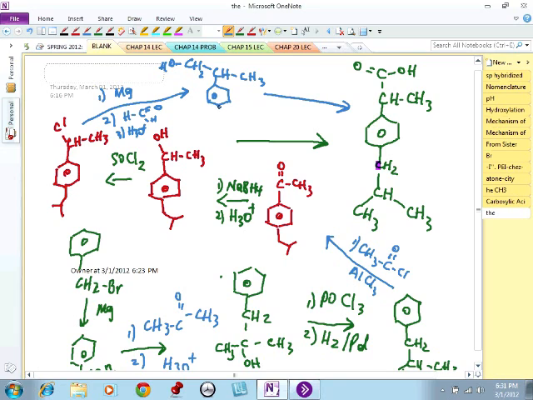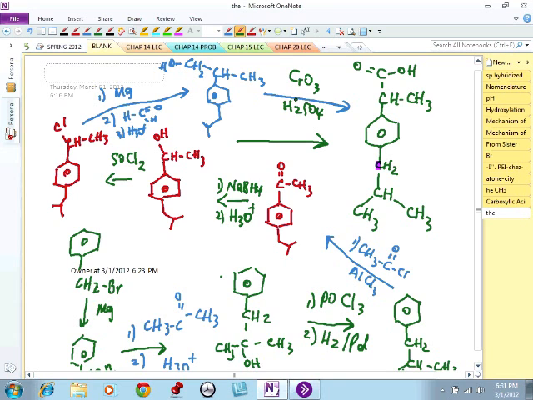Oh, I'm sorry. I missed this. This is supposed to be here. Okay. Then you do what? Oxidation. Okay. Chromium trioxide. Good. Very good. Very good. Okay, so now we've made ibuprofen, which is Motrin or Advil. That's a very good route.